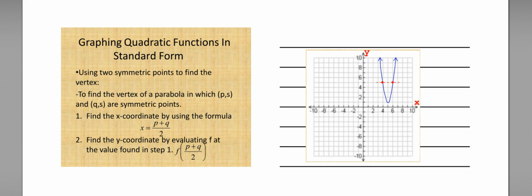Once again, horizontally, their y values are the same, hence the reason why they're (p, s) and (q, s). So both points have the same y value. Therefore, they're symmetrical, so symmetric points. Therefore, we can see that the line down the middle, the green line shown there, would be our line of symmetry in this case.